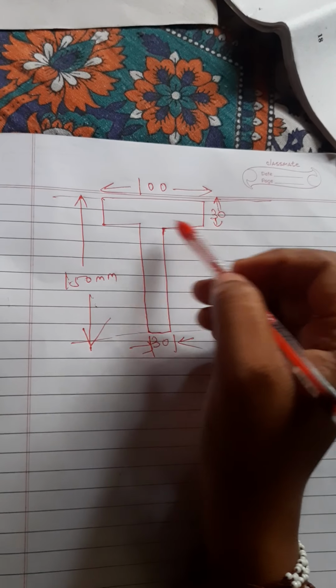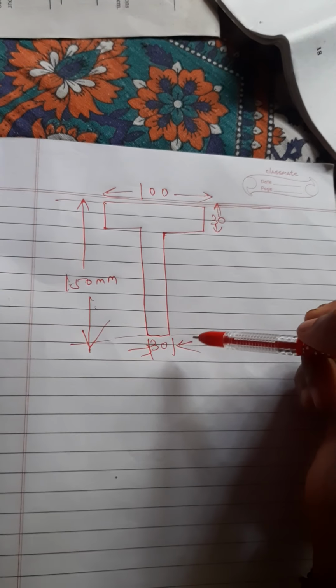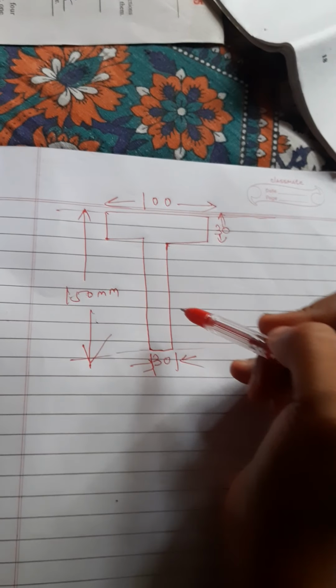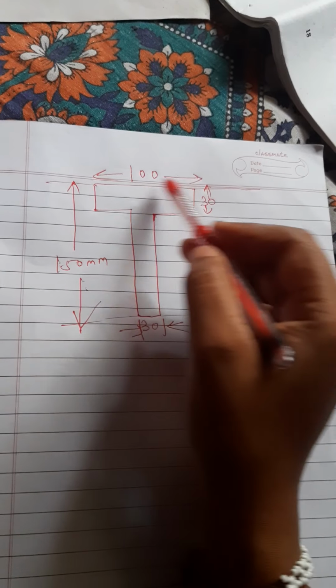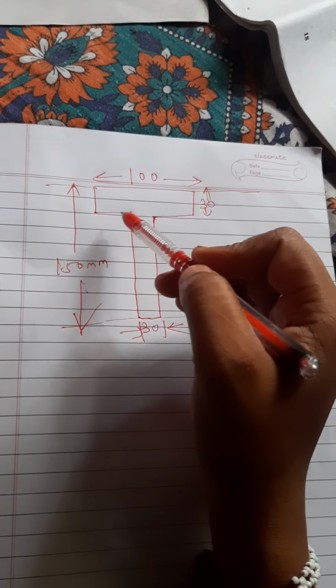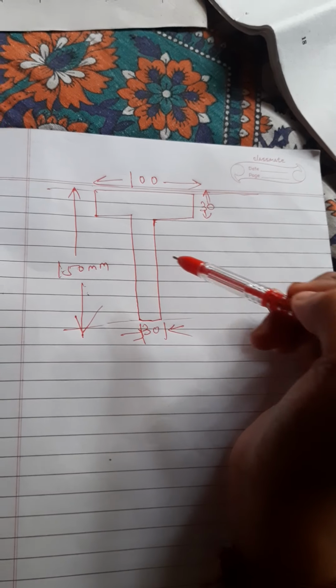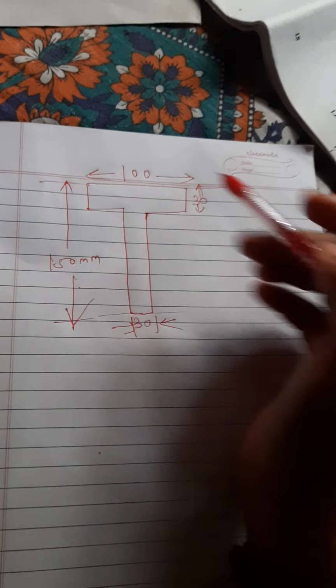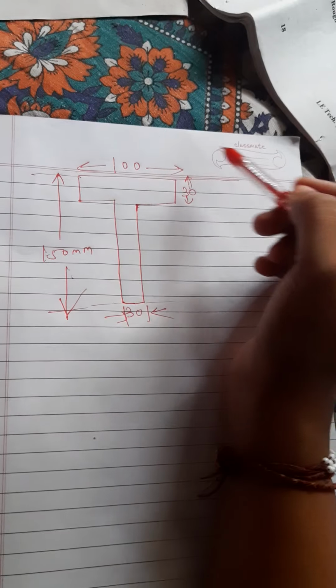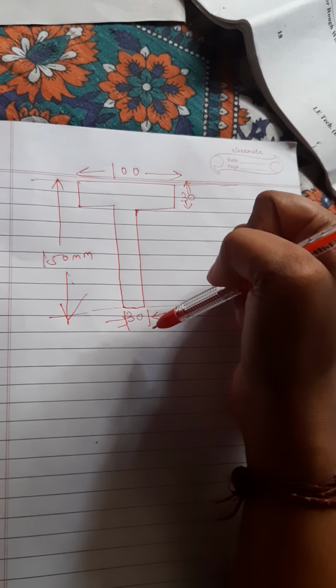Here this is the T section. Here we will find the center of gravity of this geometry. So this section is a uniform section, but it is symmetric about which axis? You can see, symmetric about which axis? X axis or Y axis?